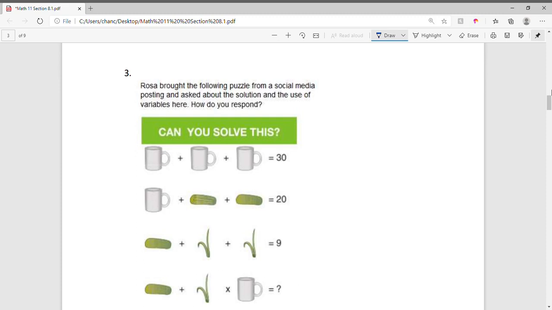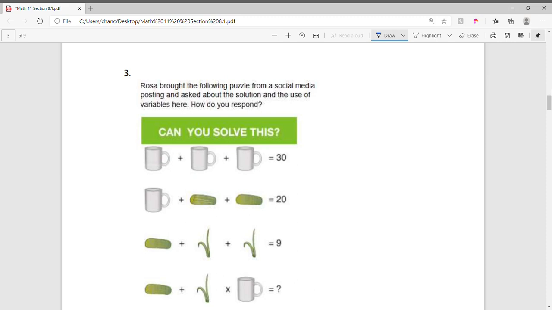Question 3. Rosa brought the following puzzle from a social media posting and asked about the solution and the use of variables here. How do you respond? Take some time, pause the video, and try this one on your own. After you have tried this on your own, let's go over the solution.